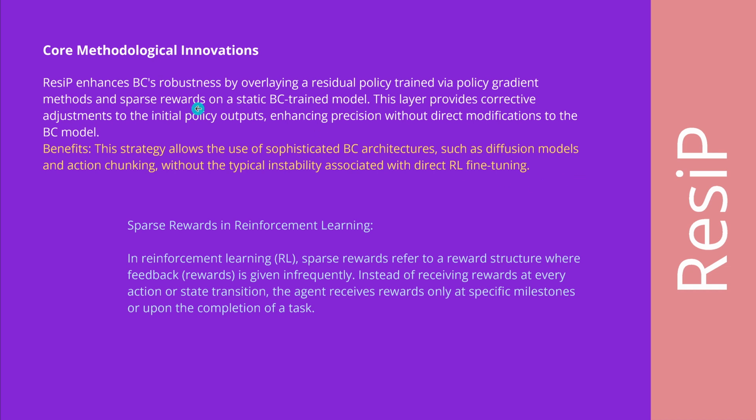Now, sparse rewards, what is it? In reinforcement learning, sparse rewards refer to a reward structure where the feedback from the environment, which is the reward, is given not at frequent intervals but infrequently. So instead of receiving rewards at every action or every state transition that happens, the AI agent now receives the rewards only at specified milestones or upon completion of the task. So this helps us with the computational complexity, and it is also a little bit faster.